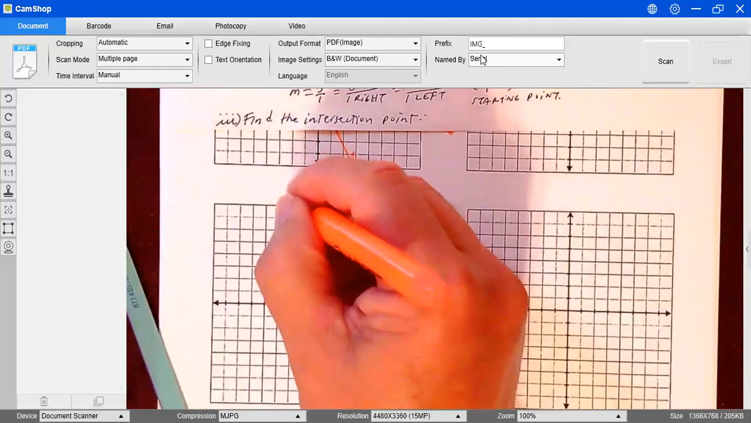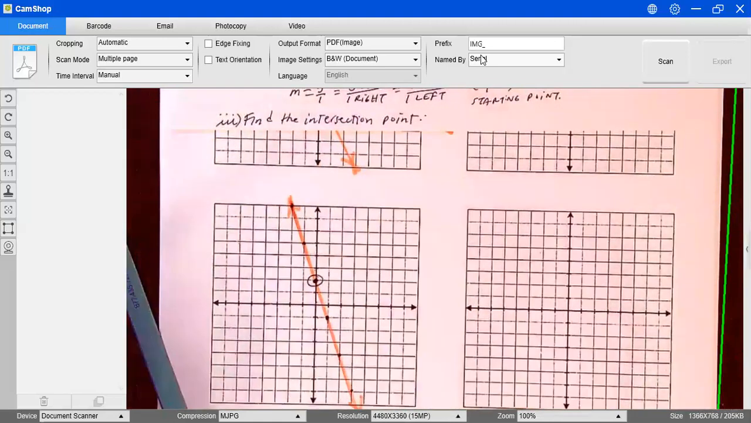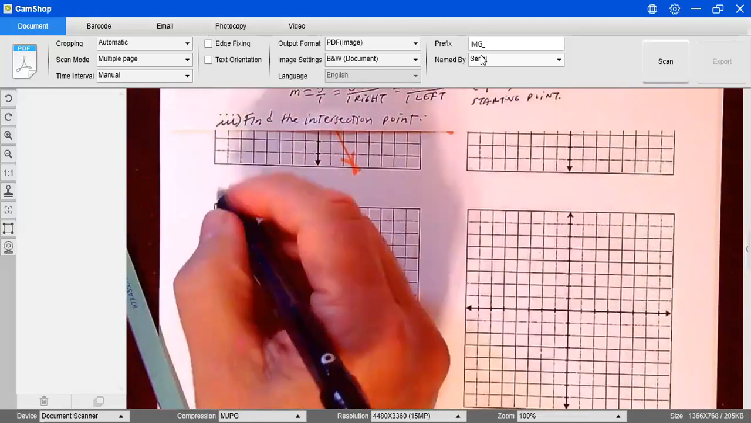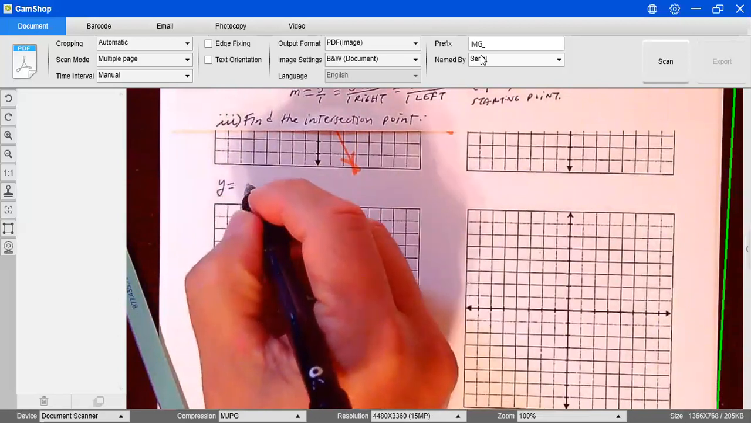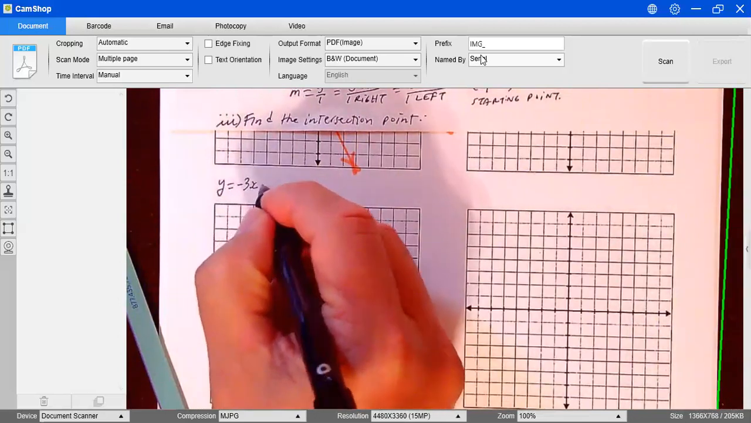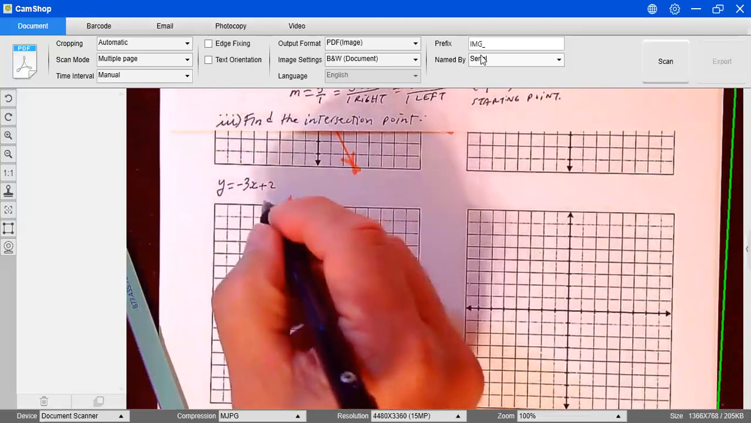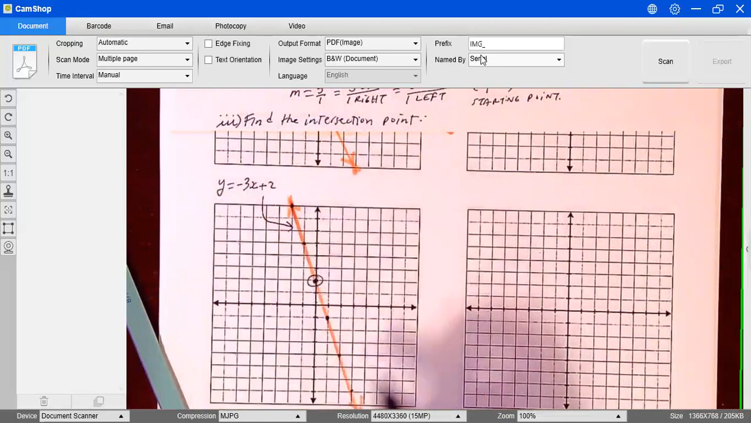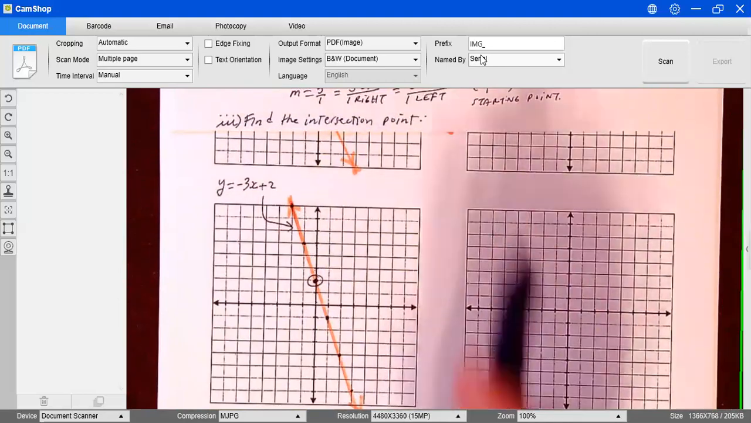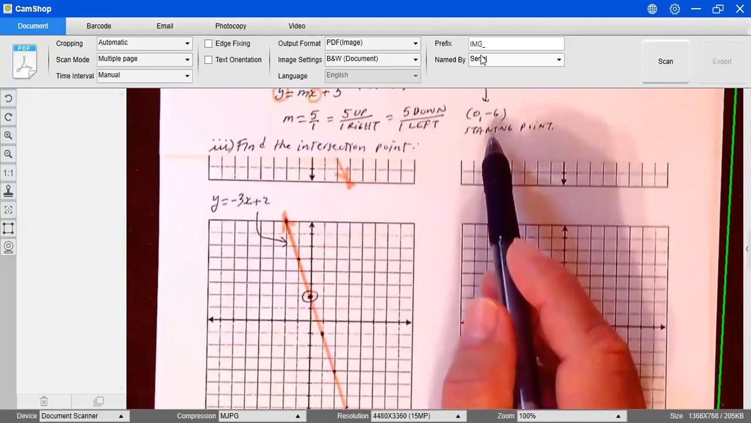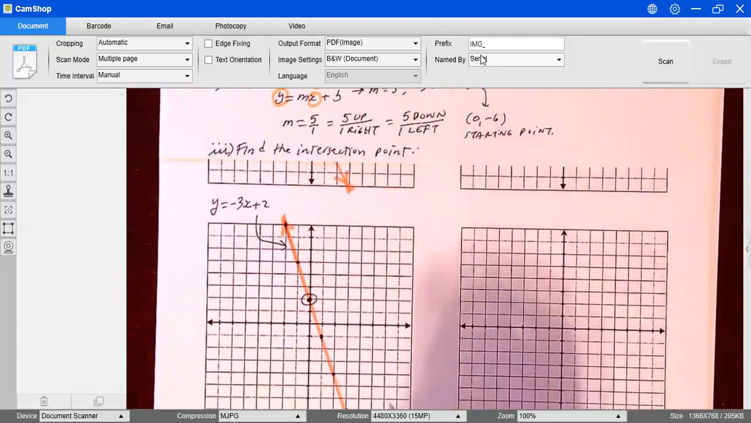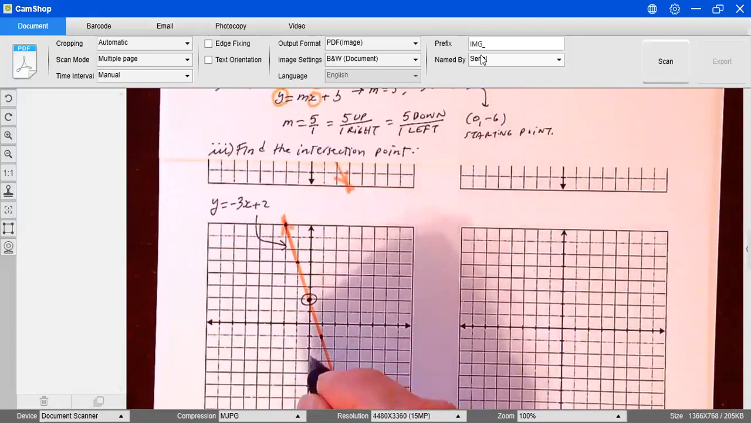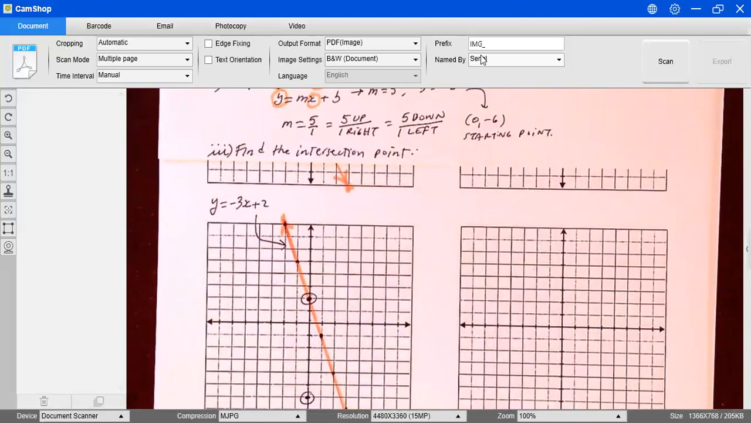Okay. This is the first line. So this is the line with equation y equals -3x plus 2. So you can see here that the slope is negative, so the line falls. Now the other line, the starting point is 0, -6. So 1, 2, 3, 4, 5. This is -6. So this is the other starting point.